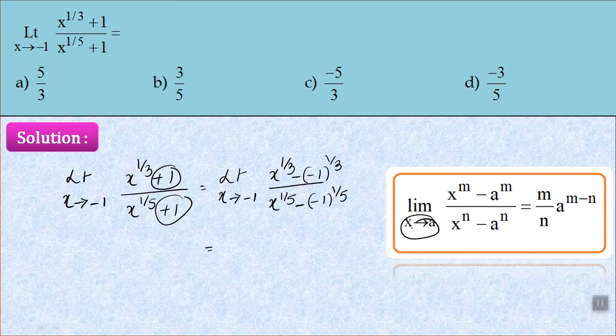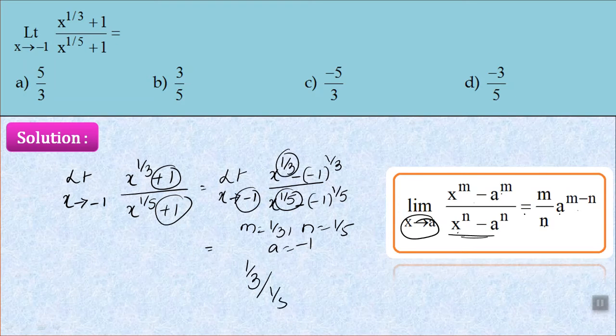Limit x tends to a, (x power m minus a power m) divided by (x power n minus a power n) is equals to m by n into a power m minus n. Here m is equals to 1 by 3, n is equals to 1 by 5, a is equals to minus 1. Now substitute here m by n, that is 1 by 3 divided by 1 by 5, into a power m minus n, that is minus 1 whole power 1 by 3 minus 1 by 5.